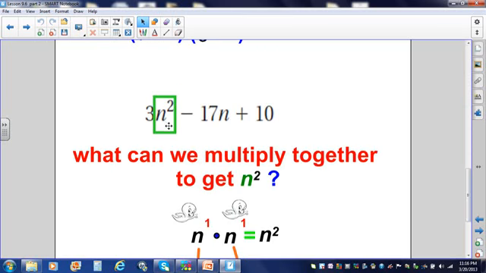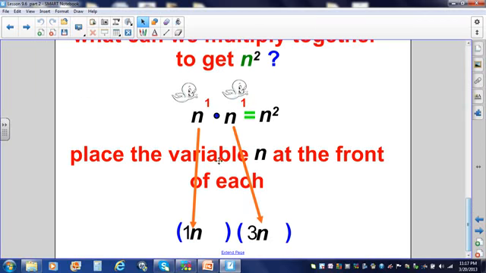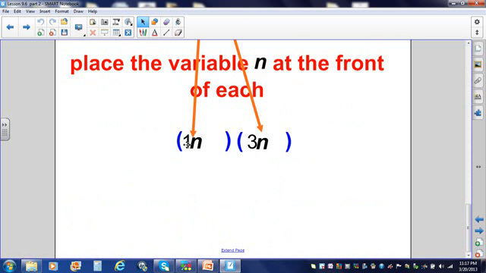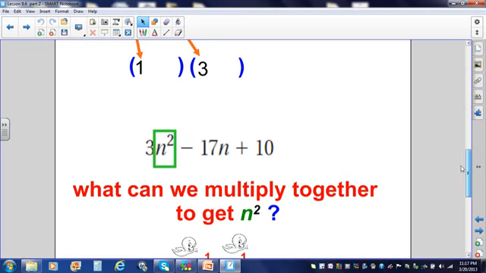Now, look at your variable. What can we multiply together to get n squared? Hey, Casper, we could do n times n. So we're going to place the variable n right here next to the 1. Place the variable n again over here next to the 3. Check your work. FOIL first. 1 times 3 is 3. N times n is n squared. Right here. 3n squared. So far, so good.